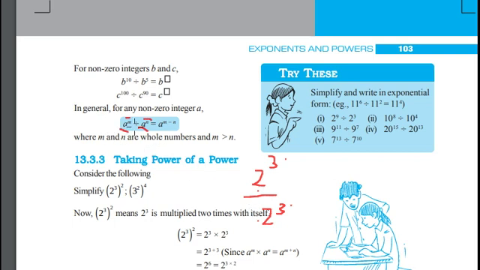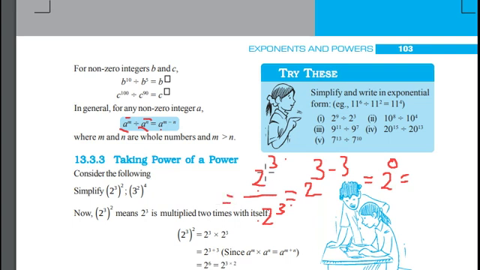A to the power of m divided by a to the power of n is equal to a to the power of m minus n. M is 3 and n is 3. So a is 2, 2 to the power of m minus n, 3 minus 3. 3 minus 3 is equal to 0. 2 to the power of 0. What is 2 to the power of 0?